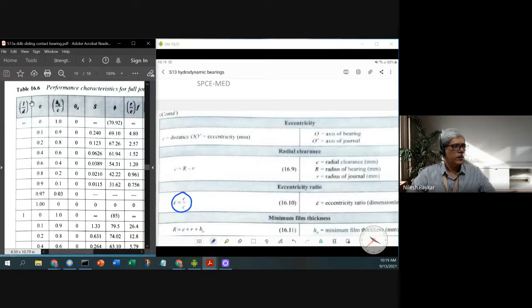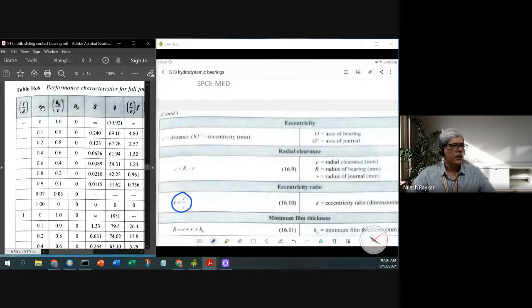Once you know the L by D ratio, and you require any two of the numbers to be known in order to determine the solution row. So for example, you should know L by D equal to 1, and then you should know that the eccentricity ratio is something or the Sommerfeld number is something. So based on that, you can determine which row to be decided, or between which two rows you have to do interpolation. So we'll see that in the design calculations in the next lecture.